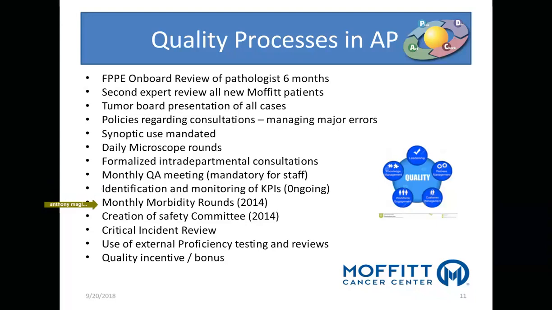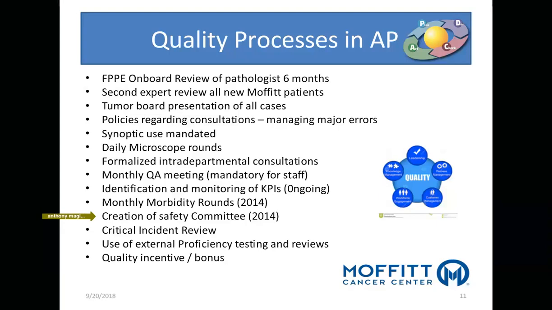Another rounds that we've instituted in our department are monthly morbidity rounds, where any errors or near misses are actually discussed. Generally, the pathologists involved are masked to make the discussion more comfortable. Cases are brought forward, and they're really intended to be learning events and events to really improve safety.